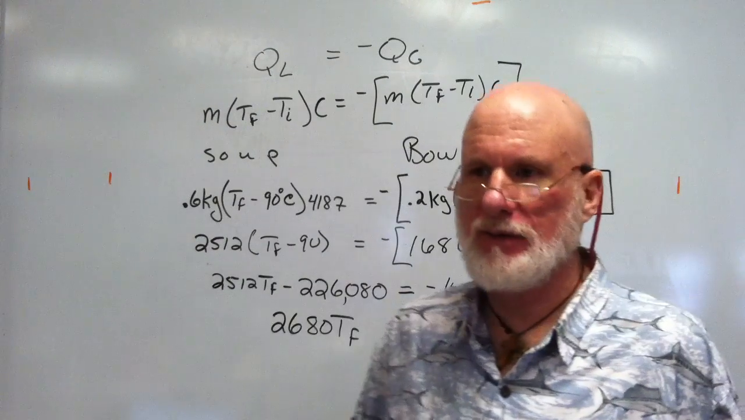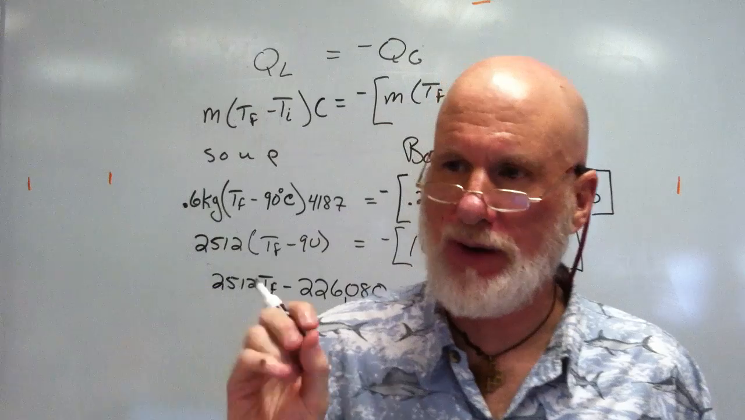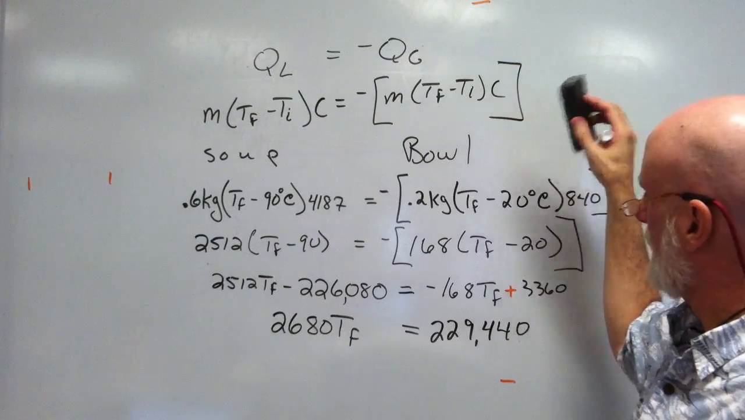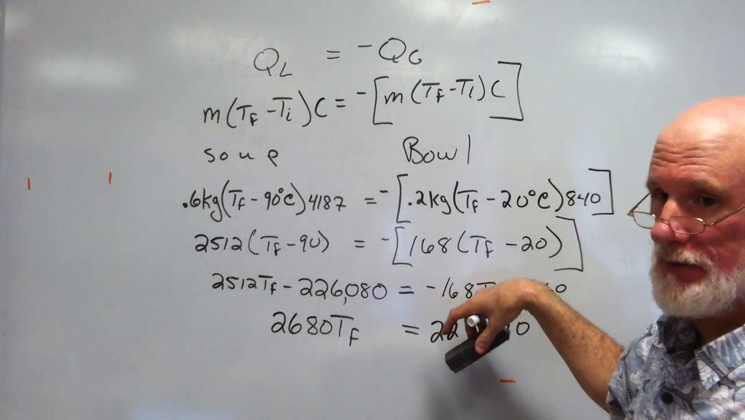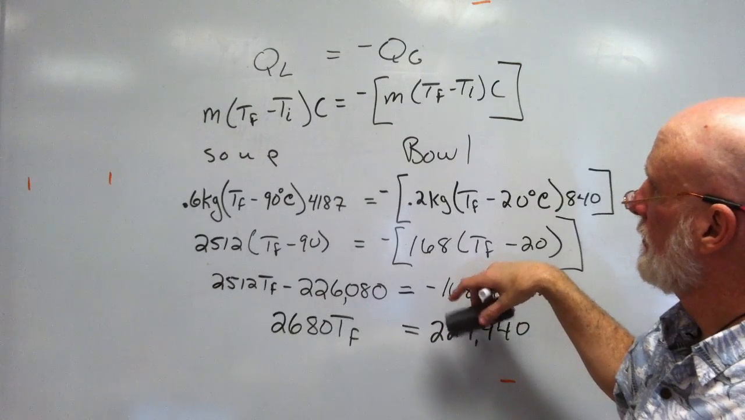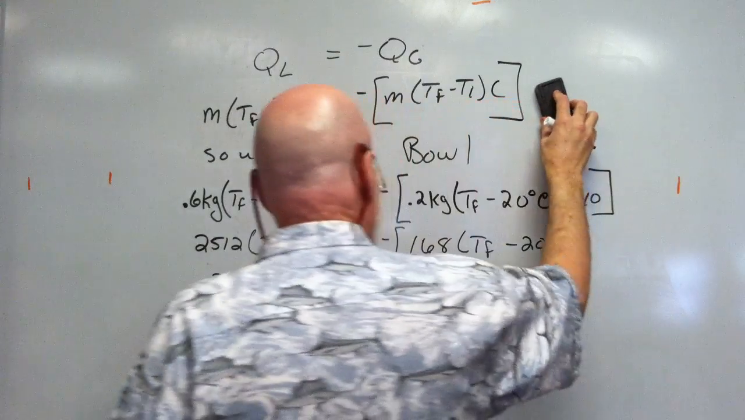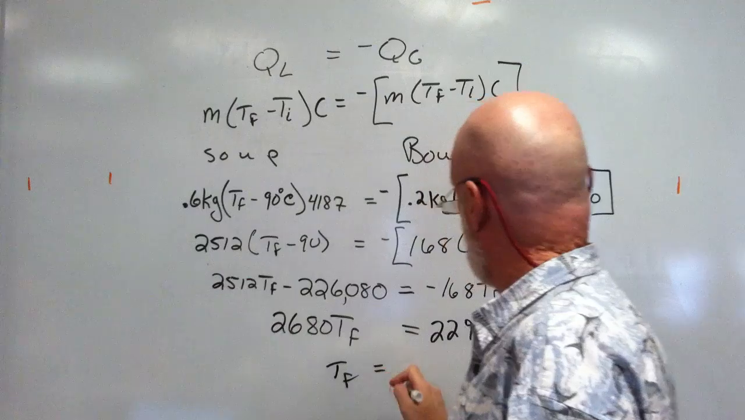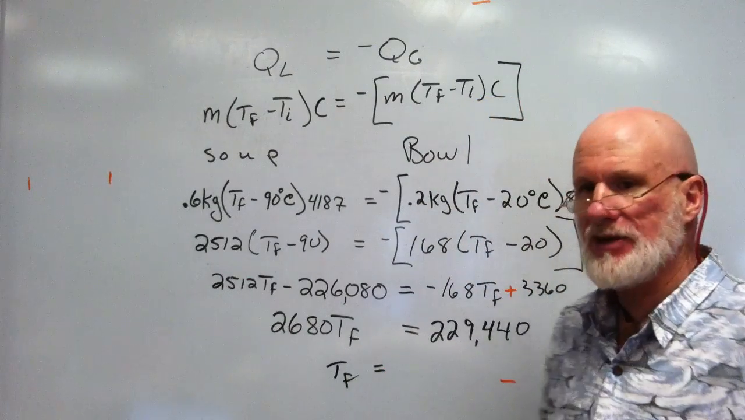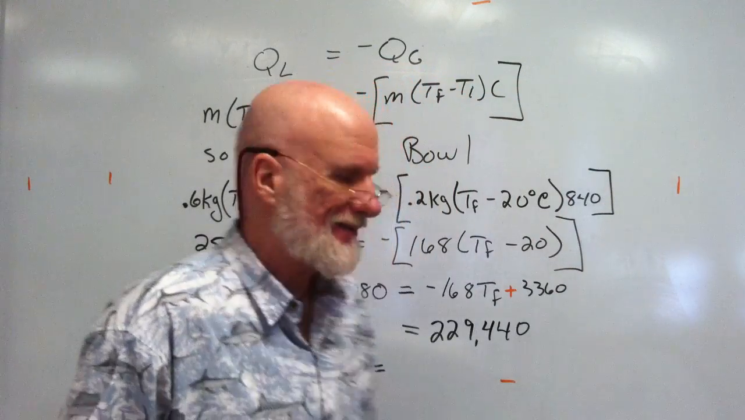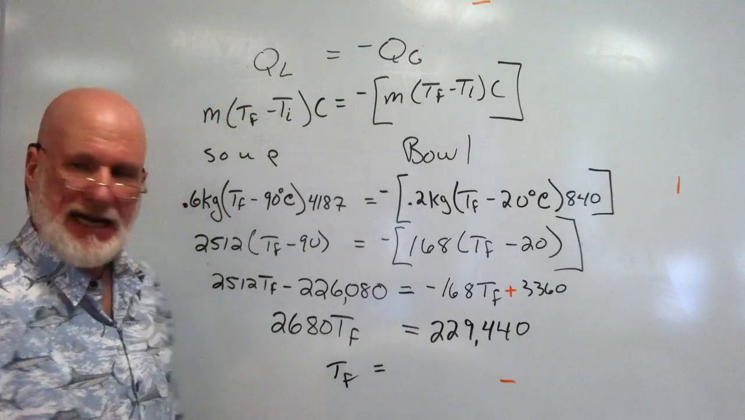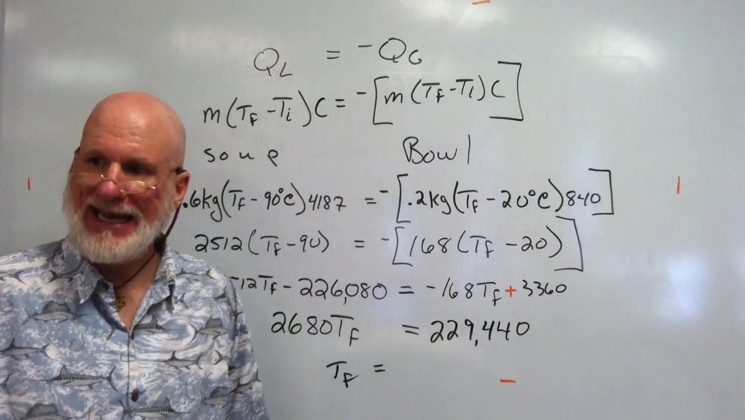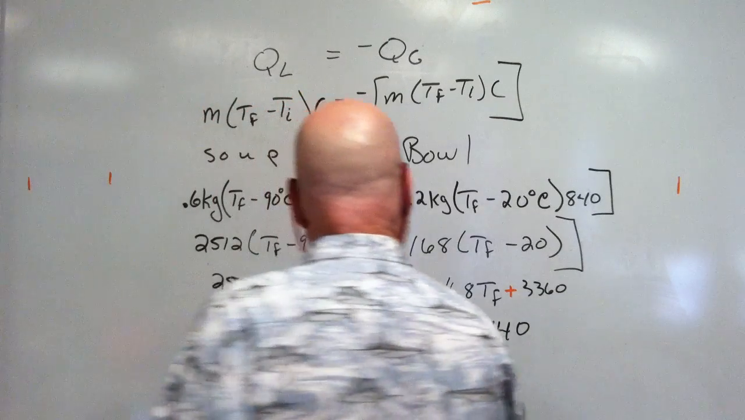Isn't that nice when you can get rid of that decimal and you don't have to worry about that? All right, I'm going to erase this up top here. I don't have enough room down here. Okay, so TF equals 229,440 divided by 2,680 equals 85.6.